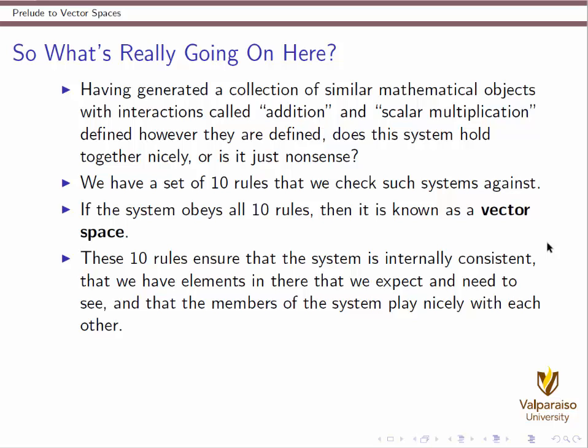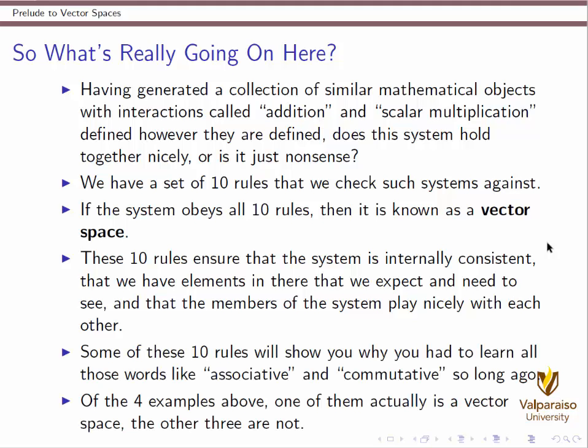The 10 rules are going to ensure that the system is internally consistent, that there will be items in the space that we know need to be there. We'll talk about those in the next set of slides, and that the members of the system play nicely with each other. In the process of learning these 10 rules, you're going to learn why, way back in the day, you had to learn about all these phrases like associative and commutative and distributive. You learn these words and you never saw them again. Well, they're actually properties of vector spaces. And of the 4 examples we just did that were kind of silly, it turns out one of them actually does make a vector space. Even with the silly appearance of the new additions and scalar multiplications, one of those 4 actually produces something awesome.